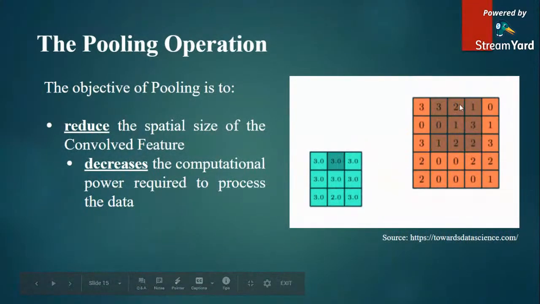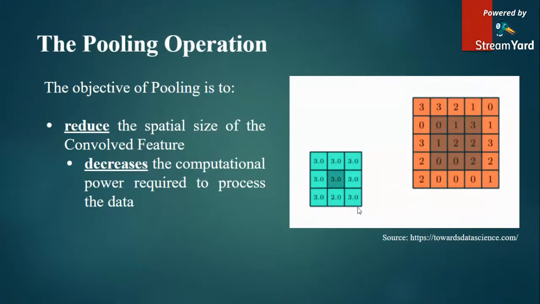So here you can see that this is the convolved feature, and the 3x3 matrix, the black portion that is moving, is essentially trying to find the maximum of the 3x3 matrix, and populating this green box here. As you see, the number 3 is the maximum of this, and the second last window to be precise, has the number 2 that is the maximum, and hence the number 2 is being populated here. So this is the pooling operation.